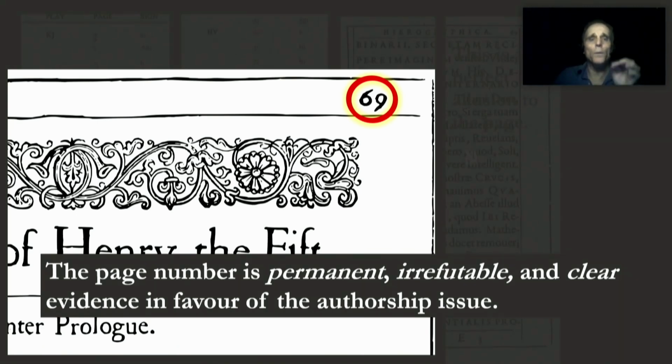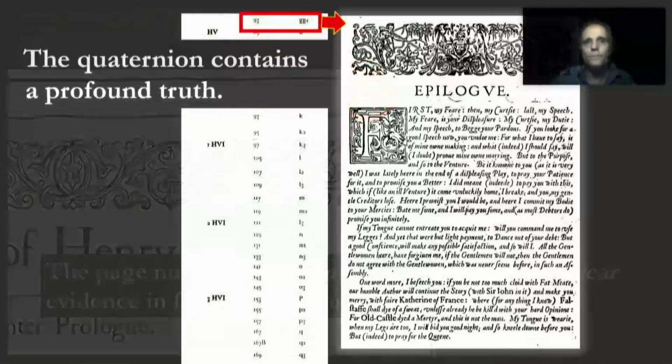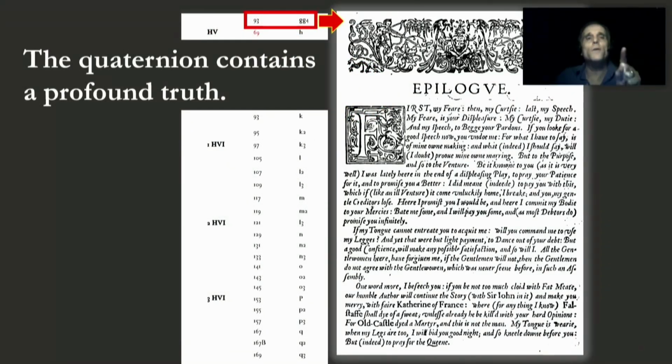Unless opponents want to disagree with the book's long-dead editors and compositors and the proof found on this page, they cannot refute its existence. Furthermore, the quaternion contains a profound truth, just like a quaternity does. But first we must get some bearings on the quaternion in relation to the Catalogue of Plays.